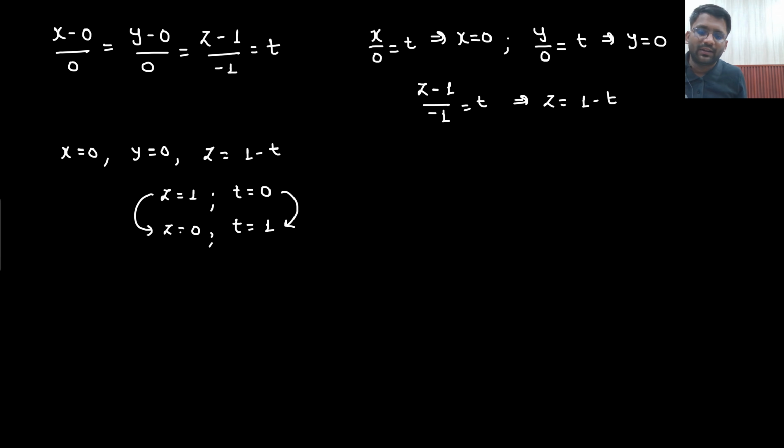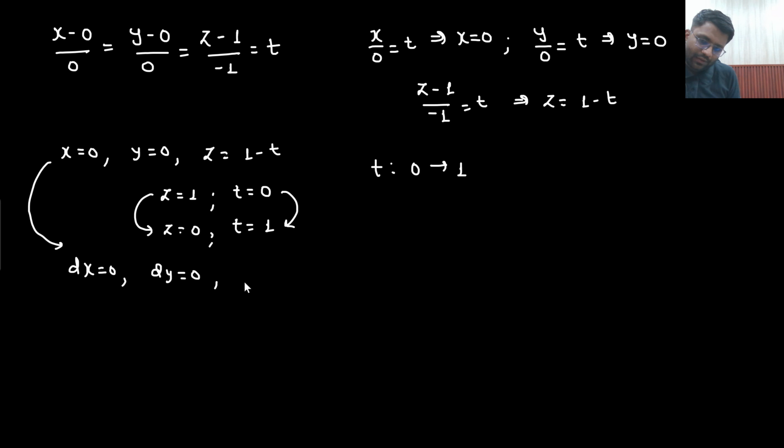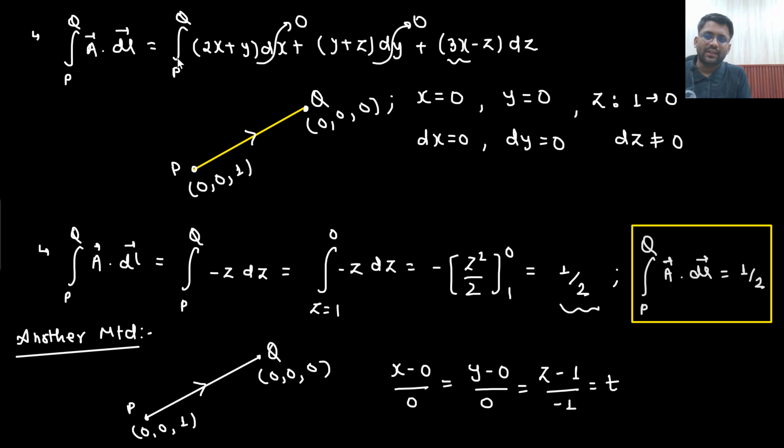Or better, I should write down that t will move from 0 to 1. So x equals 0, y equals 0, z equals 1 minus t, I have written. From here, what can I write down? dx equals 0, dy equals 0 and dz equals minus dt. So now everything would come in terms of t, and the limit of t I also have. So this I am supposed to calculate.